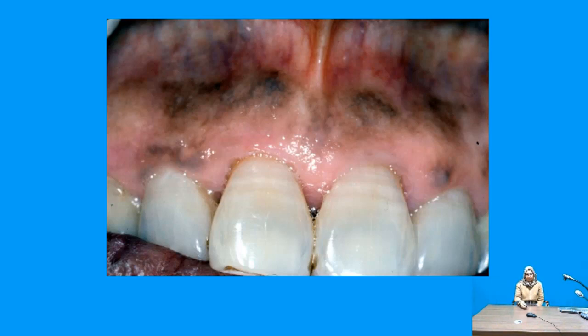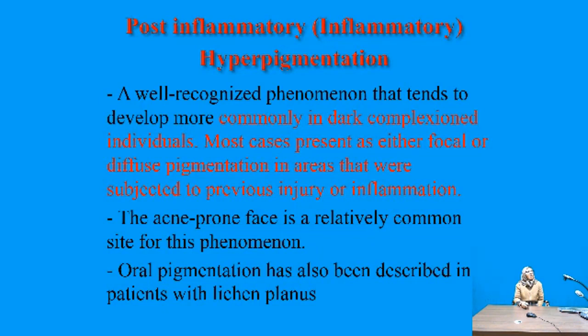The other pigmented lesion is post-inflammatory hyperpigmentation. It is a well-recognized phenomenon that tends to develop more commonly in dark complexion individuals. Most cases present as either focal or diffuse pigmentation in areas that were subjected to previous injury or inflammation. The acne-prone face is a relatively common site for this phenomenon. Oral pigmentation has also been described in patients with lichen planus.